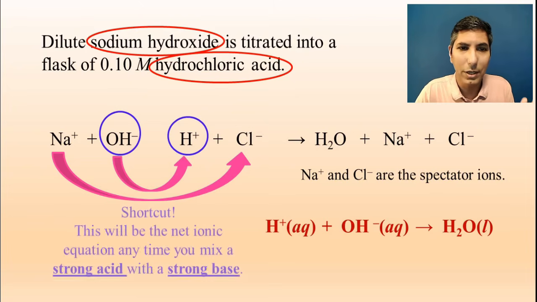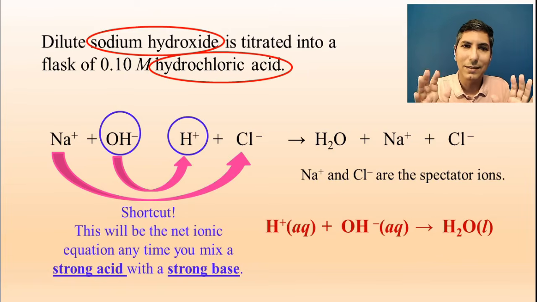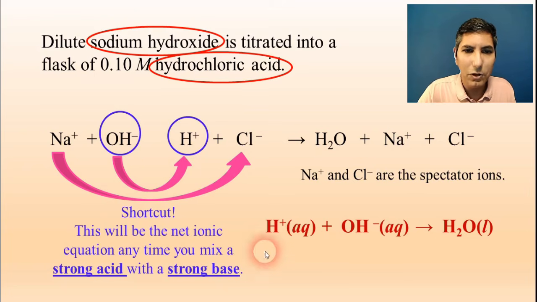Now, just a little shortcut here, you'll actually notice that this is going to be the net ionic equation anytime you combine a strong acid with a strong base. So if you can take a look at an acid-base reaction and recognize that you're adding a strong acid to a strong base, you can just skip right ahead and write down H plus OH negative yields water as the net ionic equation. I hope you learned something about acid-base reactions.